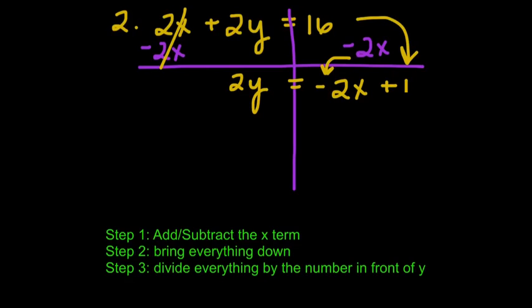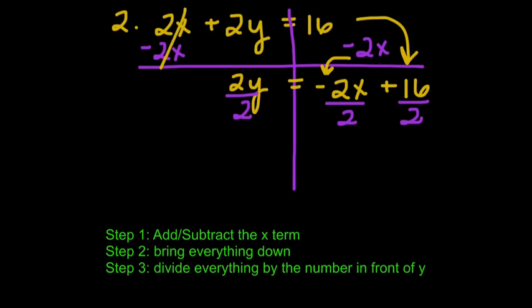It is a positive 16, just because there's not a negative sign in front of it. It's understood that it's a positive. So I have now 2y equals negative 2x plus 16. Now step 3 is to divide everything by the number in front of y. Well, notice here I have a 2 in front of the y, so in order to get rid of that 2, I'm going to divide everything in the equation by that 2.